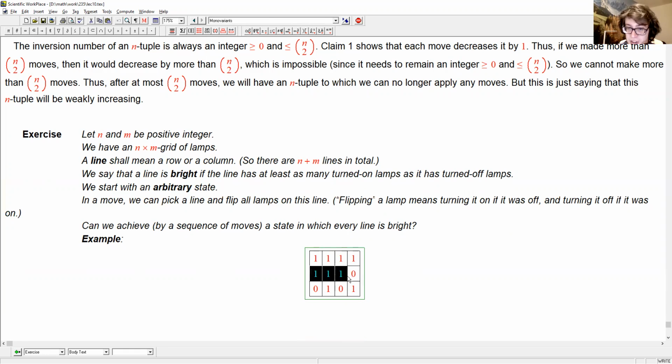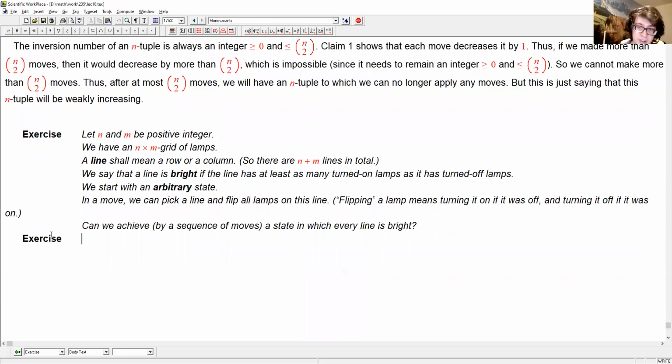For example, 3 and 1. 3 is bigger than 1, so it's bright. Now this one, yes, it's also bright because 2 is 2. This is saying at least. This is not saying precisely. This is not saying exactly as many. So this one is bright. So we're done. But let's do this in general.